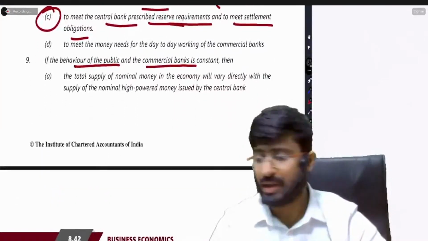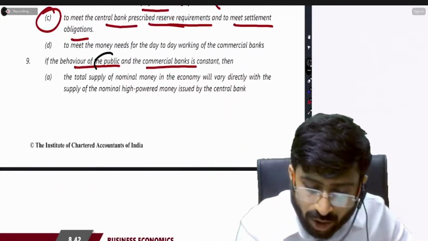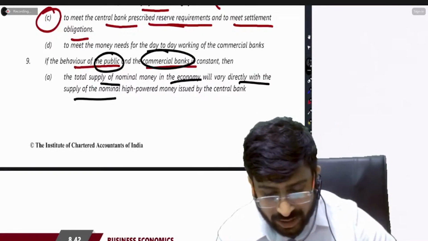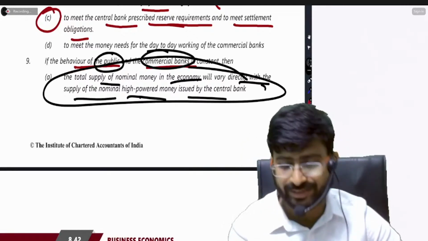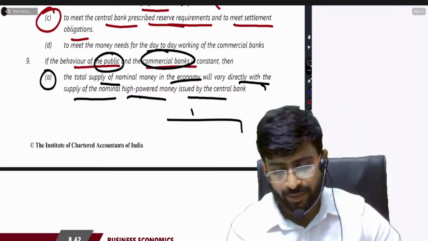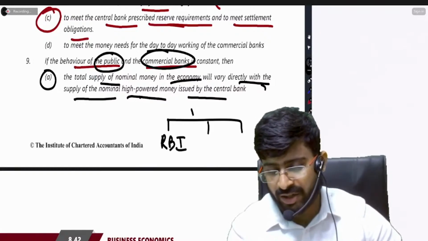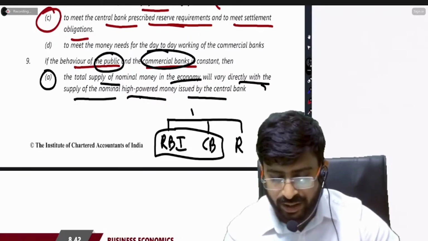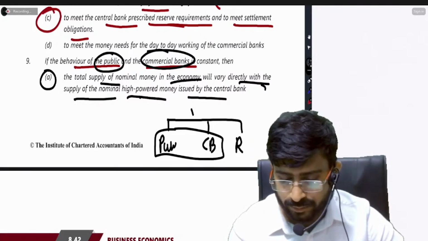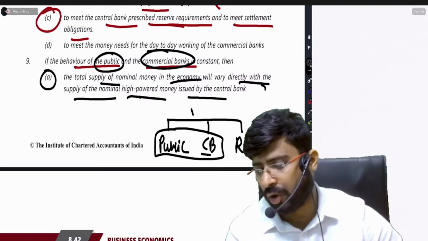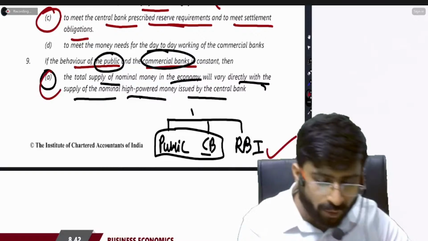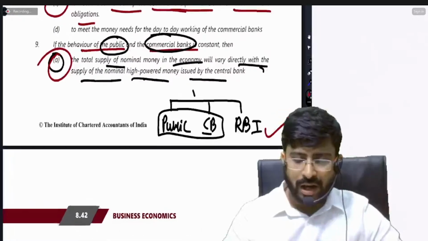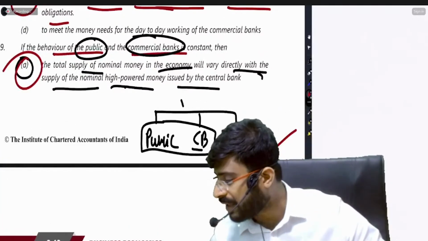Ninth number. If the behavior of public and commercial banks is constant, then the total supply of nominal money in the economy will directly vary with the supply of higher powered money issued by the central bank. Yes, because only three are involved: public, commercial banks, and central bank. So if public and commercial banks are constant, then the only behavior left to watch is that of RBI. So obviously A is the only correct answer. I don't need to study further. Understood, everybody? Yes or no? Come on, everybody.